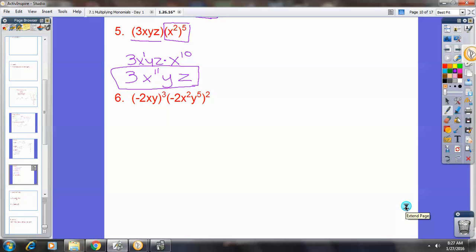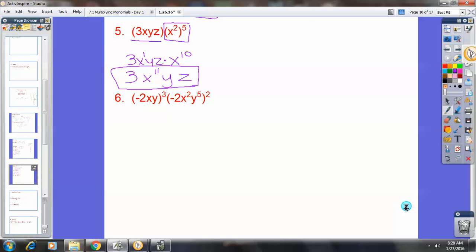Example 6, we're starting to get a little more complicated. We've got several things going on here. Give me a second to copy down number 6. Is there anything inside the first parenthesis to take care of? No. What about the second parenthesis? Anything inside to take care of? No. Let's go to exponents.